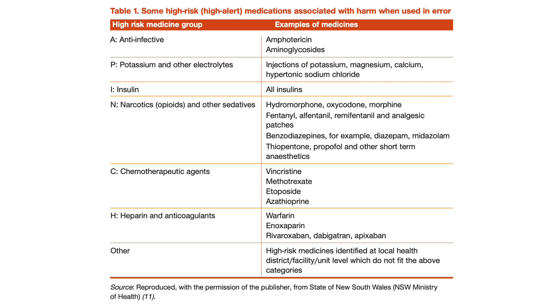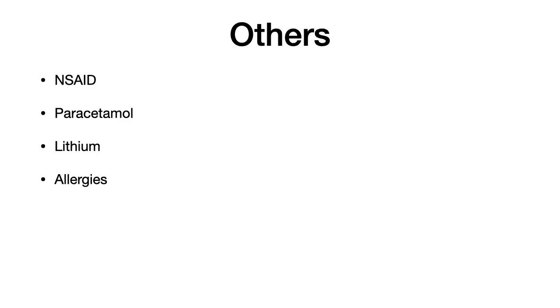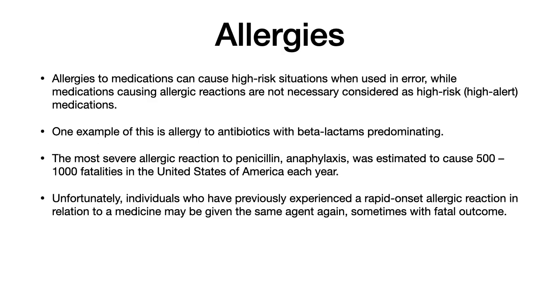Heparin and anticoagulants like warfarin and the new anticoagulants: you need to make sure they are used for the proper indication, and there is a difference between prophylactic and therapeutic dose, and they need significant monitoring. Other medications are non-steroidal anti-inflammatories, especially for those with peptic ulcer disease. Paracetamol, where a toxic dose can be reached easily, especially in children. Lithium needs special monitoring, and medications that can cause allergies.